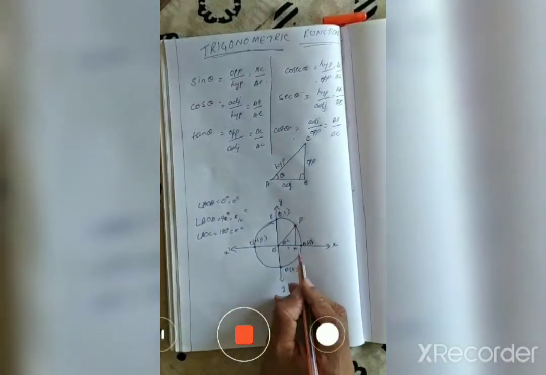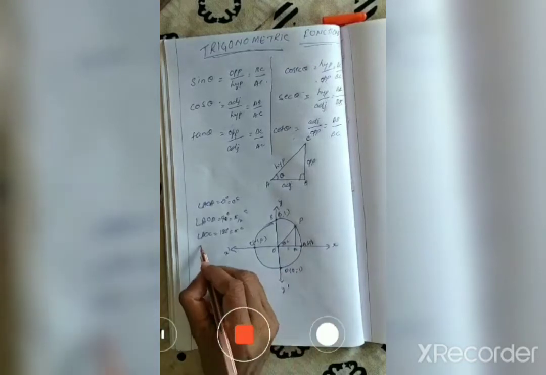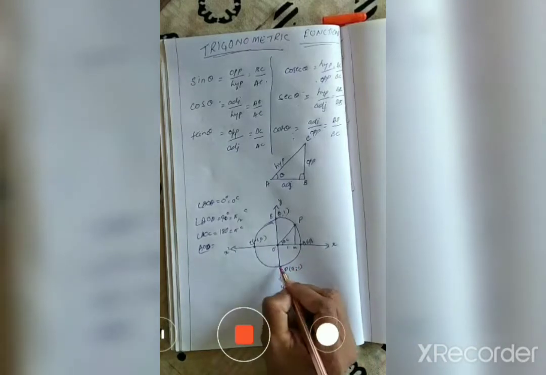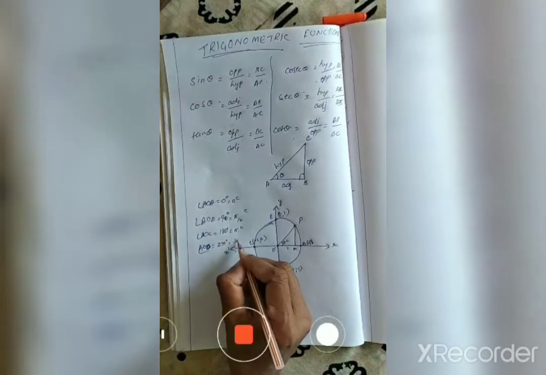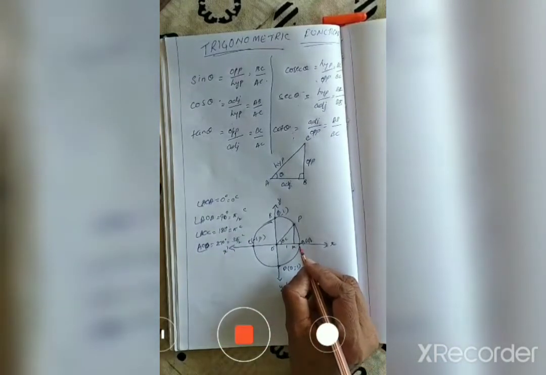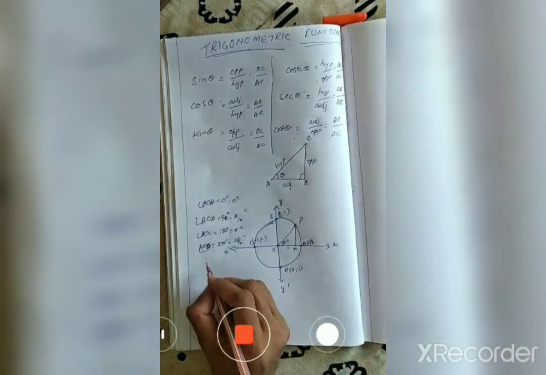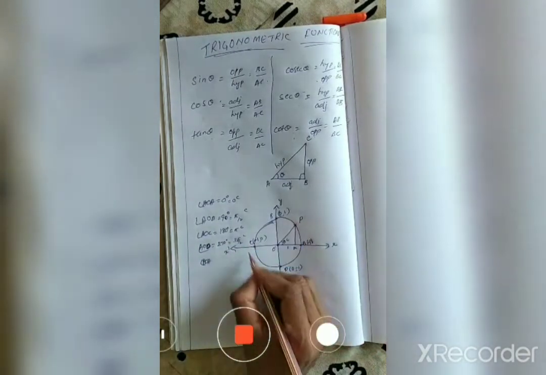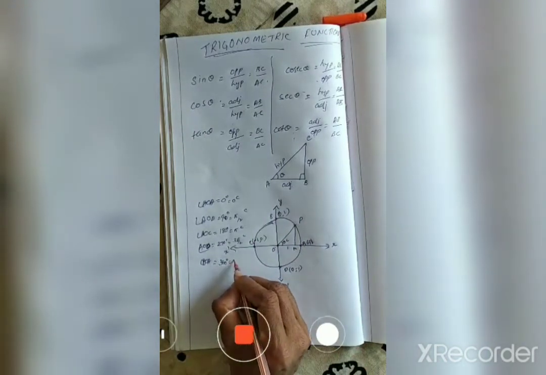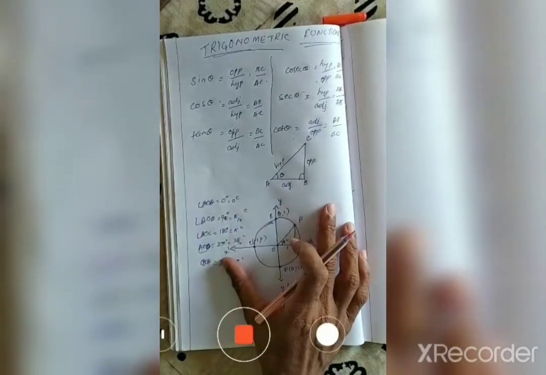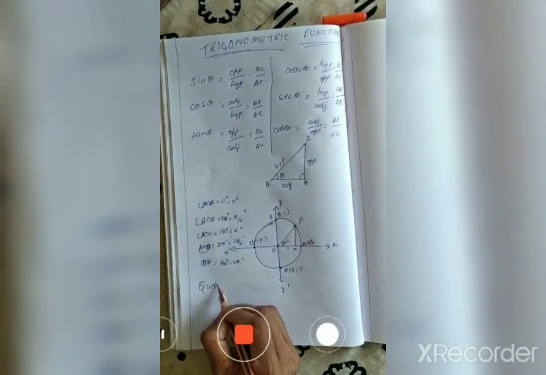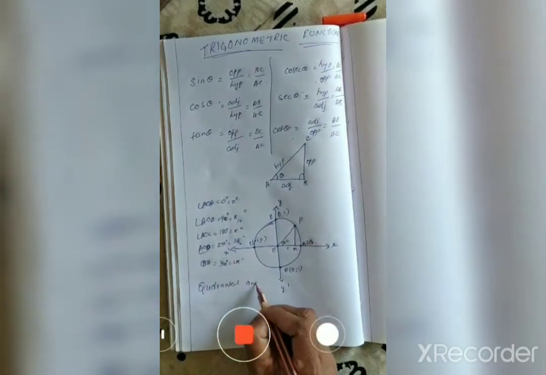Next comes angle AOD. It is 180 plus 90, so 270 degrees or 3 pi by 2 radians. Again, after completion of one round, it is angle AOA, which is 360 degrees or 2 pi radians. And these angles are known as quadrantal angles.